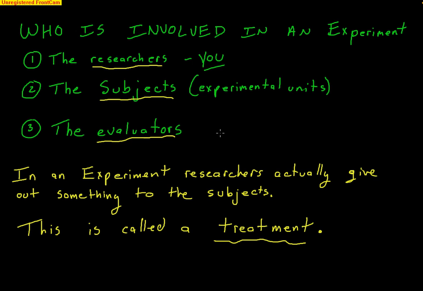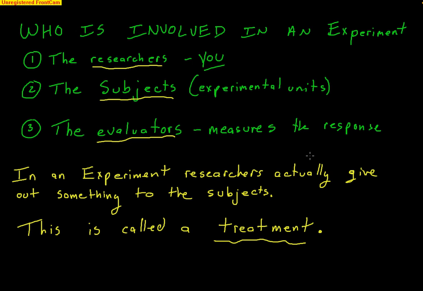And also, we need somebody to be the evaluator, somebody to measure the response. So the evaluator is the person that measures the response. Now you might say, well, why doesn't the researcher do that? Well, the researcher could do that, but sometimes your response variable might be something that the researcher is not educated on, and the researcher needs to hire a professional that can actually do that evaluating for you. And we'll talk about that as we go through the examples here.